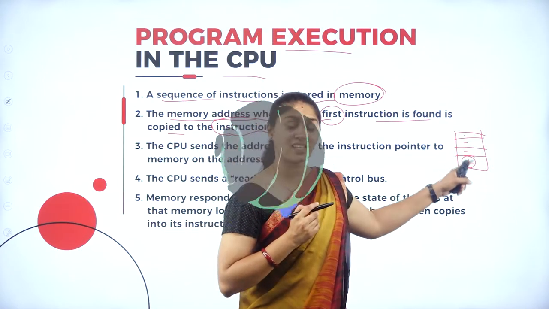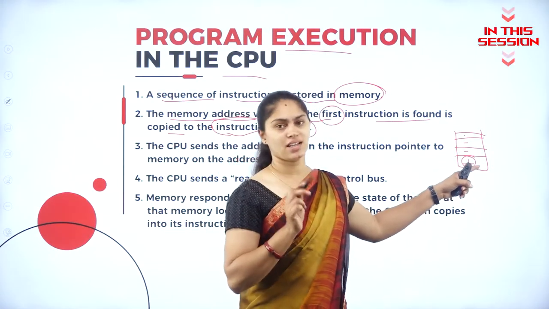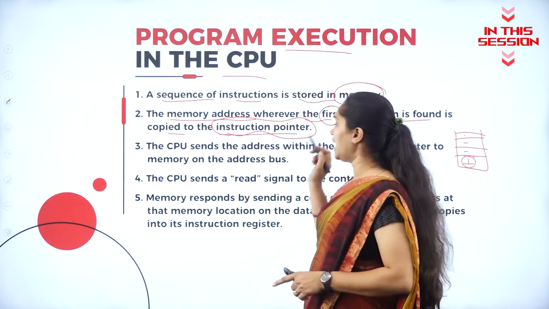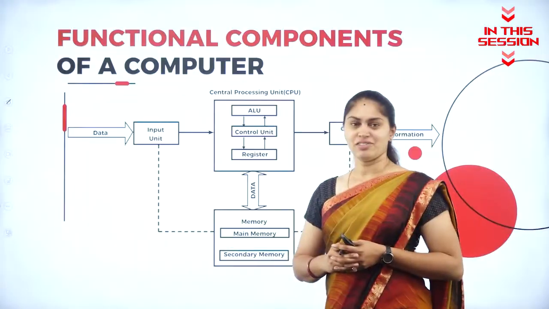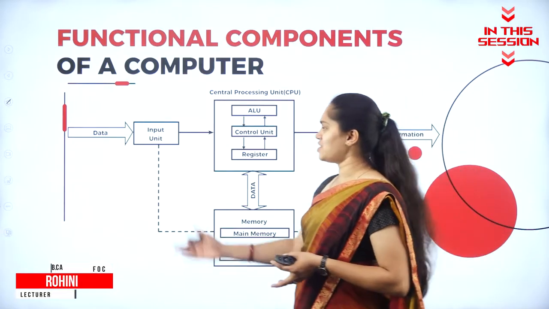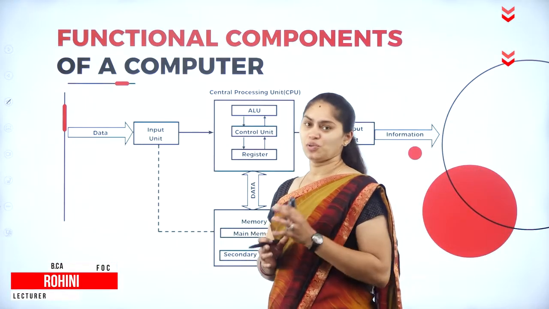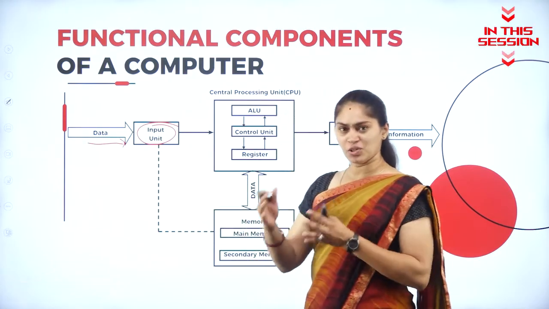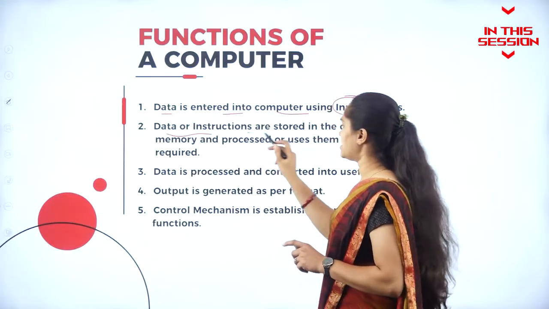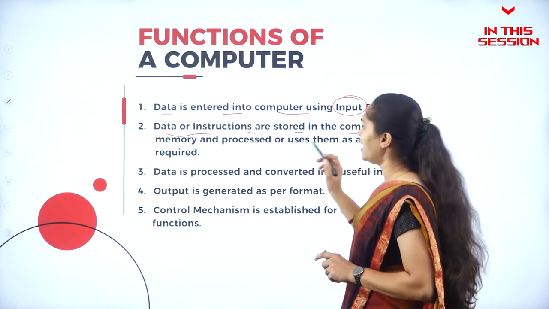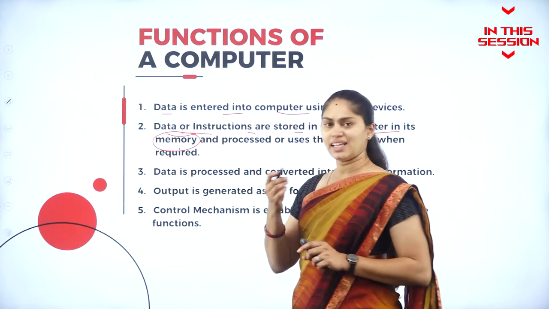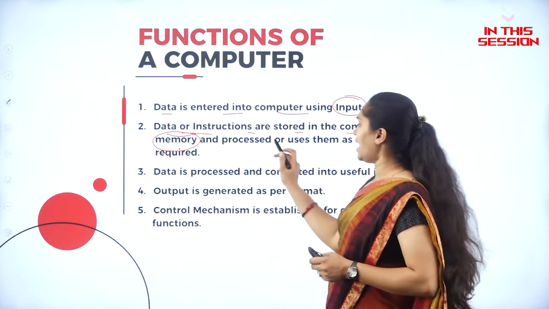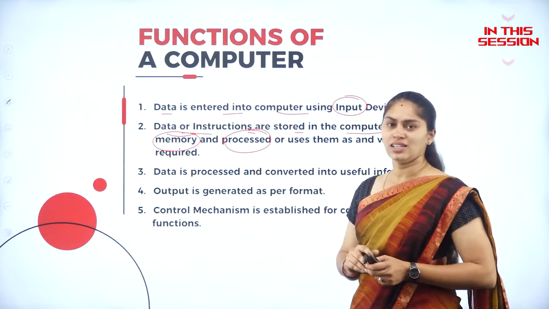When I found the first instruction address, where it is in the memory, at that time that address is going to be copied to the instruction pointer. If I say the functional components, then it consists of what? Input unit will be there. So with the help of this input unit, data will be given to the computer. Data or instructions are stored in the computer in its memory. After taking that input, that will be stored in the computer's memory and processed by making use of what? CPU.